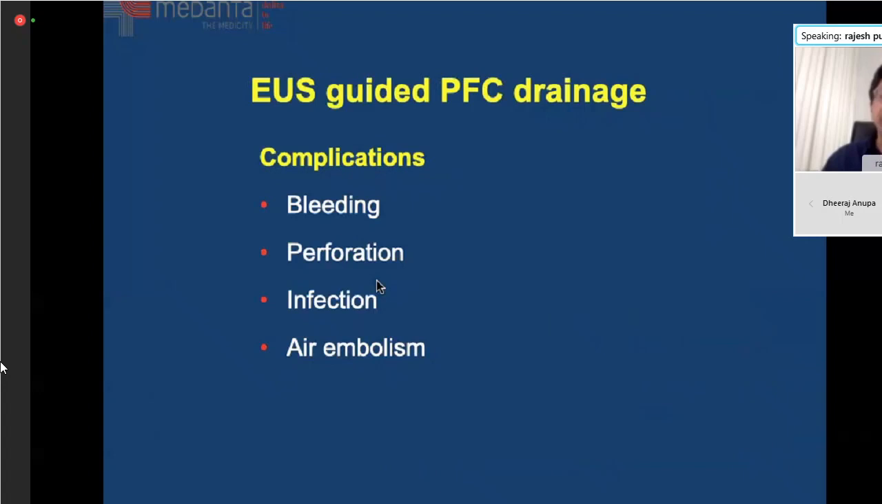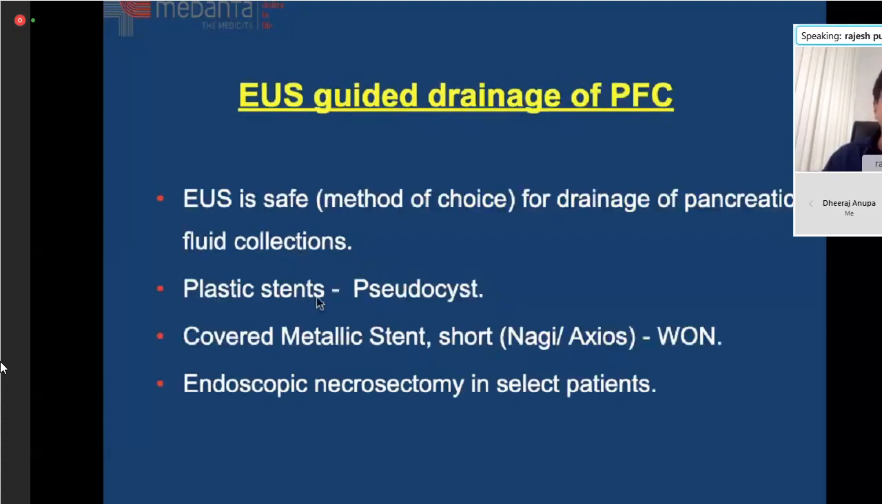So EUS guided pancreatic fluid drainage also has complications in the form of bleeding, perforation, infection, and air embolism. That's why always use CO2. Try avoiding using air, and if infection is there, then you should give antibiotics. Bleeding and perforation are less if you do it with a metal stent or under endoscopic ultrasound. So EUS is safe. For pseudocyst, I suggest a plastic stent. And for WON, it is better to use a covered metal stent, either the Nagi or the Hot Axios.